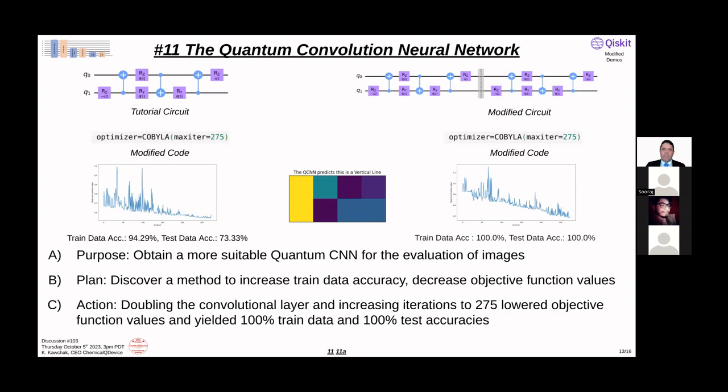But there's a lot of examples that I found doubling this convolutional layer effectively got 100% in train and test on an 8-pixel image compared to 94 and 73%. And this one I had to increase the maximum iterations, or the time it goes through, from 200 to 275. So on the left is basically the tutorial with increased iterations. On the right are those same iterations, but with a modified circuit.